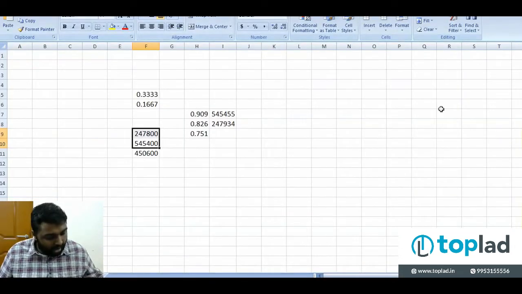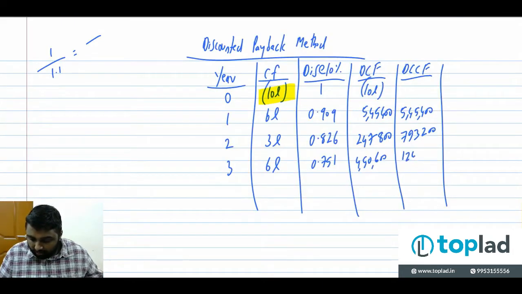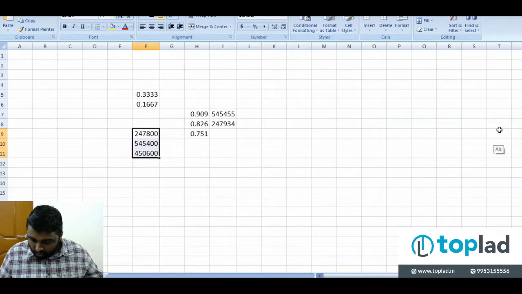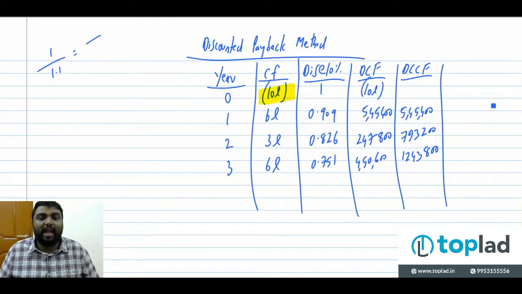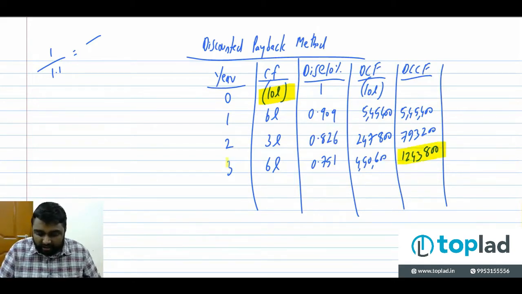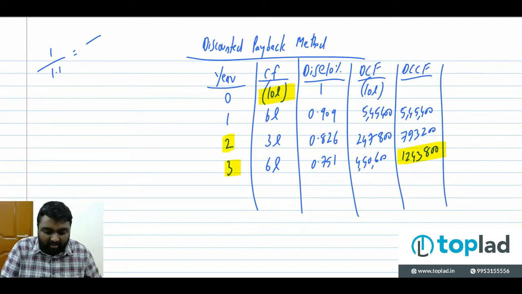Now, if you add 4 lakh 50,600 also, what will be the answer? 12 lakh 43,800. So now it has crossed 10 lakh. So 10 lakh is crossed here, between the second and third year.